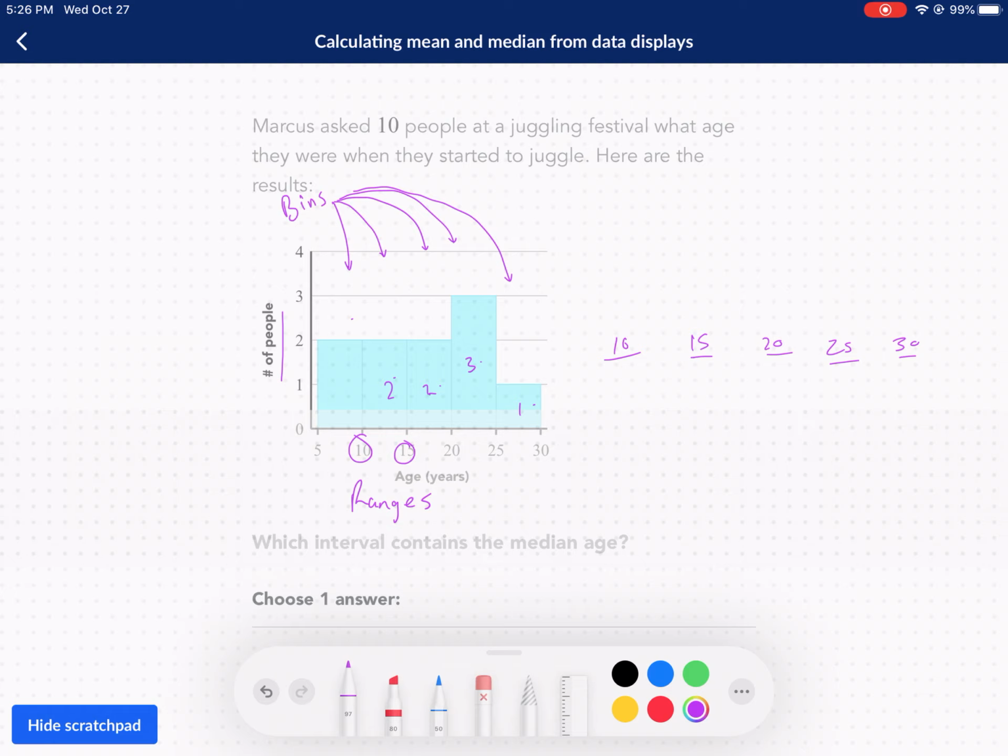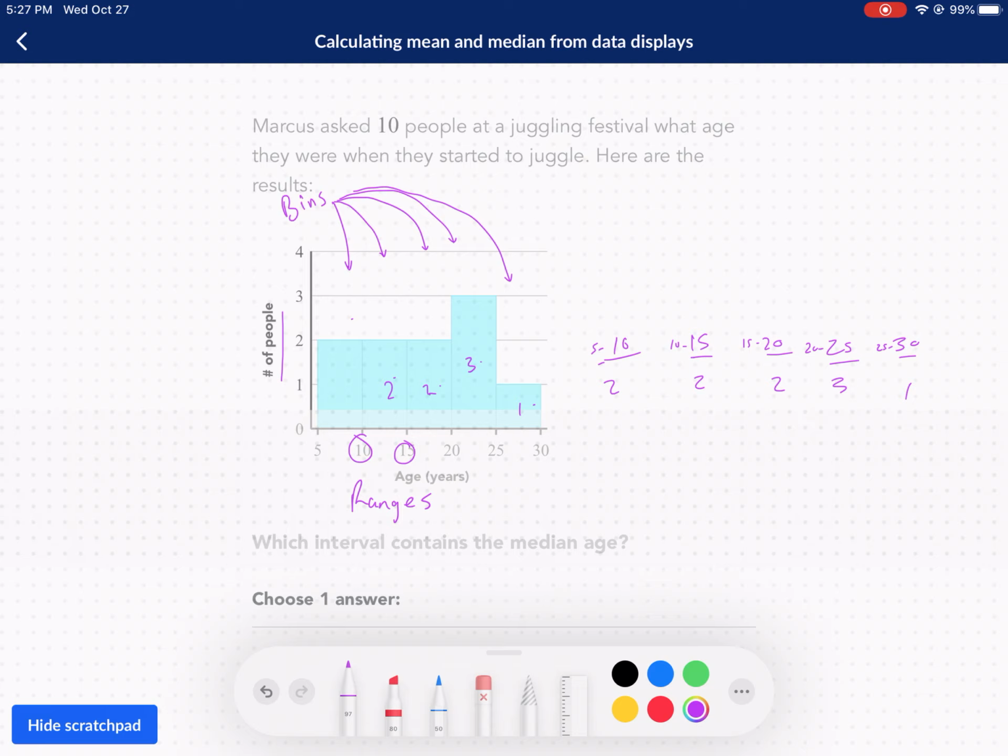Just as a reminder, this bin goes 5 to 10. This one goes 10 to 15, 15 to 20, 20 to 25, and then 25 to 30. Now, how many people? Well, we have 2 people in this one. So 2, 2, 2, 3, and 1.